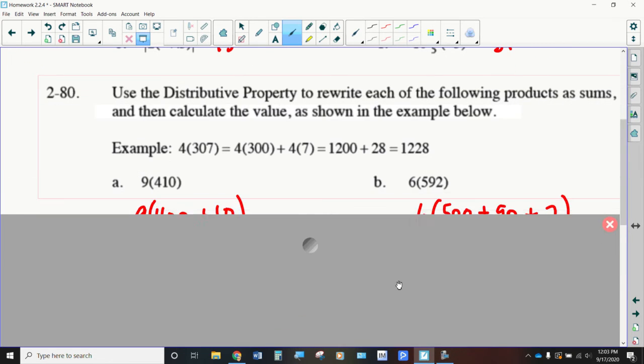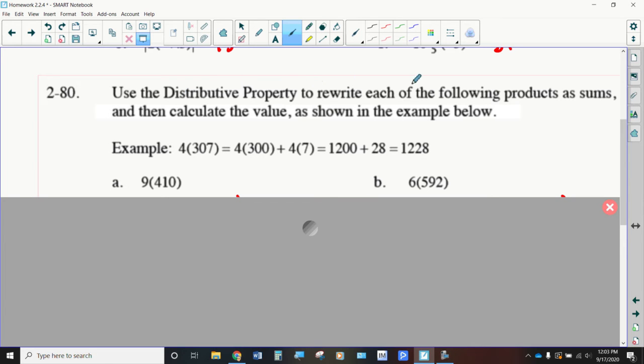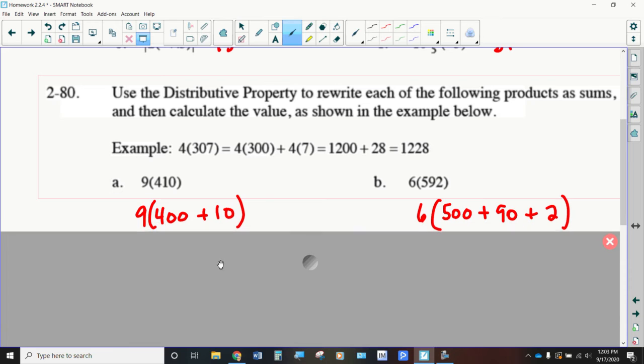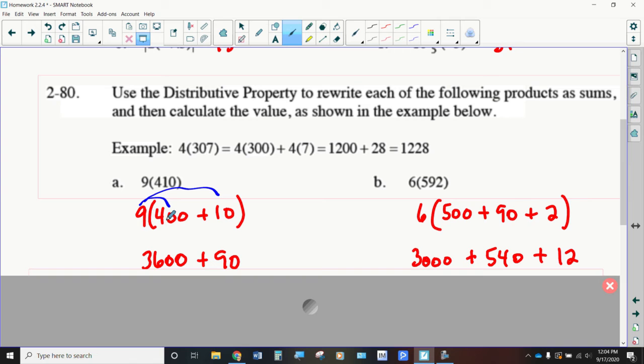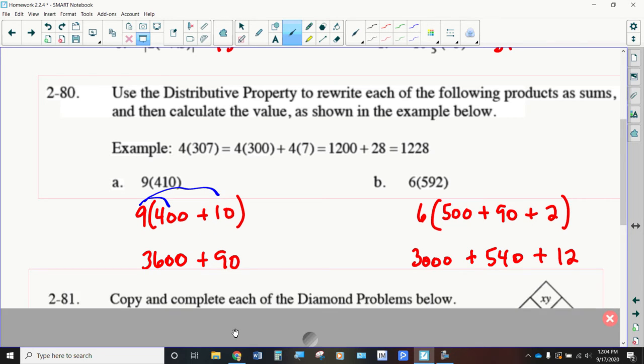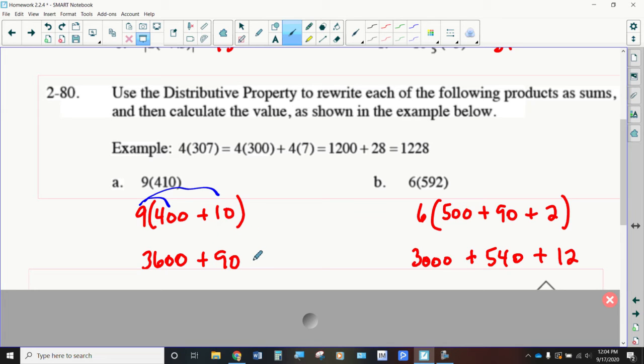Problem number 80. Use the distributive property to write each of the following products as sums and then calculate the value. When you're using the distributive property, you multiply the 9 times 410, but it might be easier to write it as 9 times 400 and then 9 times 10, because these are easier to solve mentally. 9 times 4 is 36, so 9 times 400 would be 3,600. And 9 times 10 is 90, so now we can add those together to get our overall total, which would be 3,690.